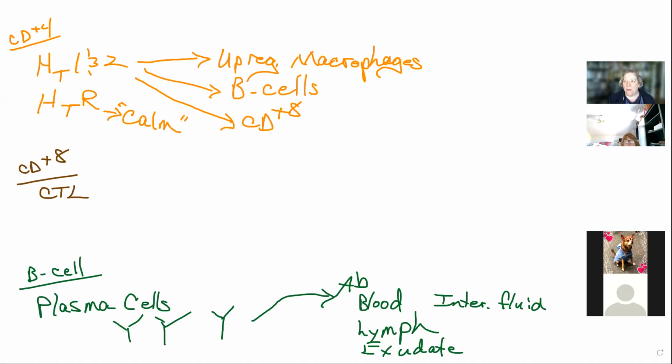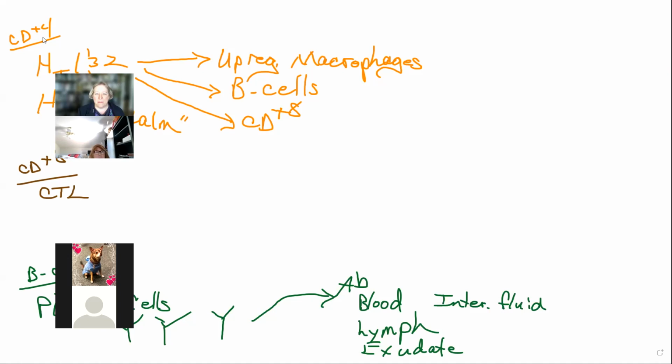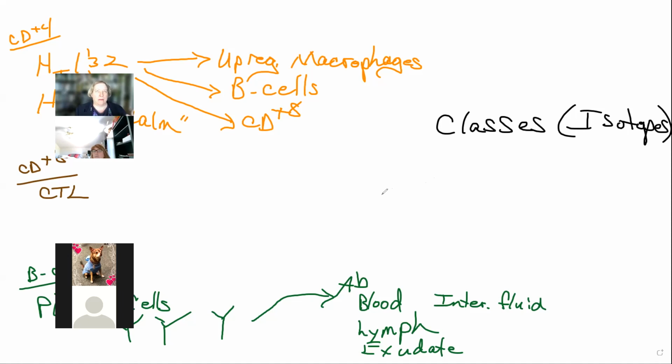So let's talk about what these antibodies do. We talked about this a bit last time, but let's go over them again. So, classes of antibodies. Classes, or sometimes they're referred to as isotypes, that's kind of a synonym for the different kinds of antibodies.